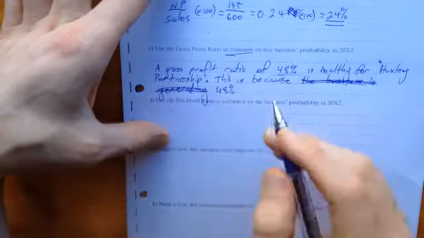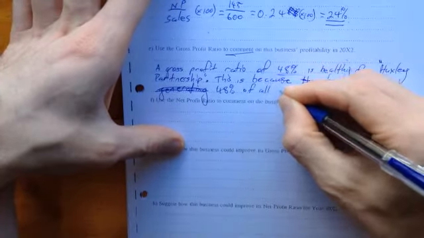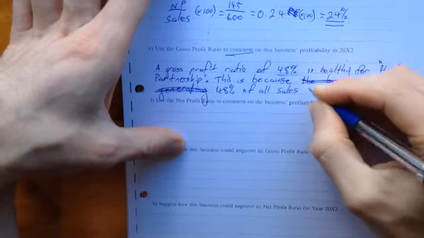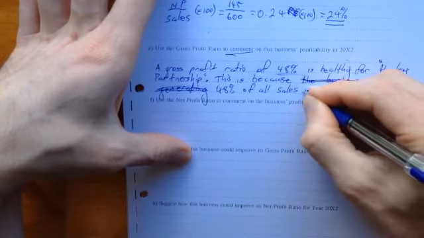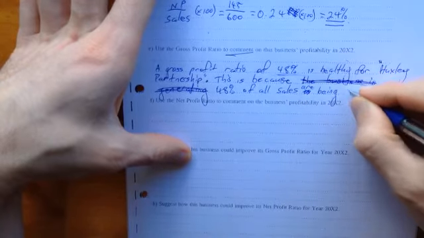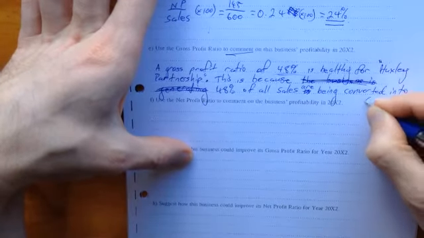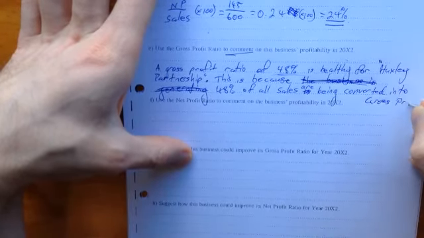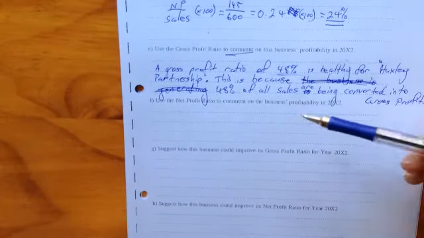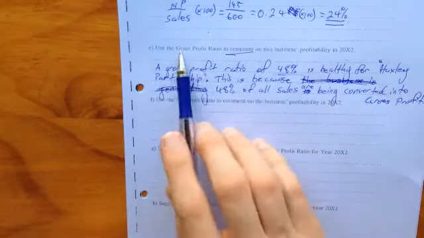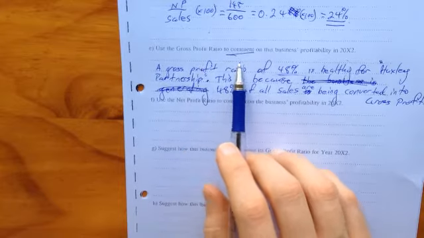So in this case, this is because 48% of all sales are being converted into gross profit. And this tells our reader/marker that we actually understand what the ratio is telling us. Because it's the gross profit ratio, it's telling us how much gross profit we are generating from sales.